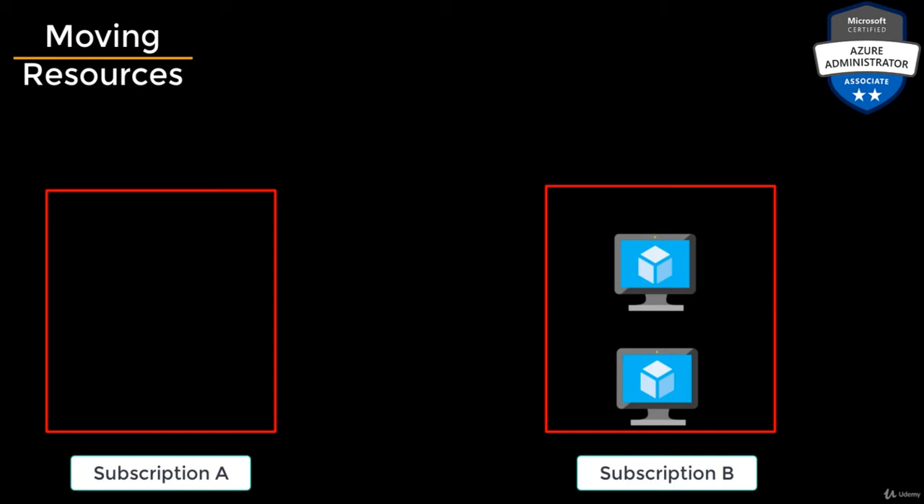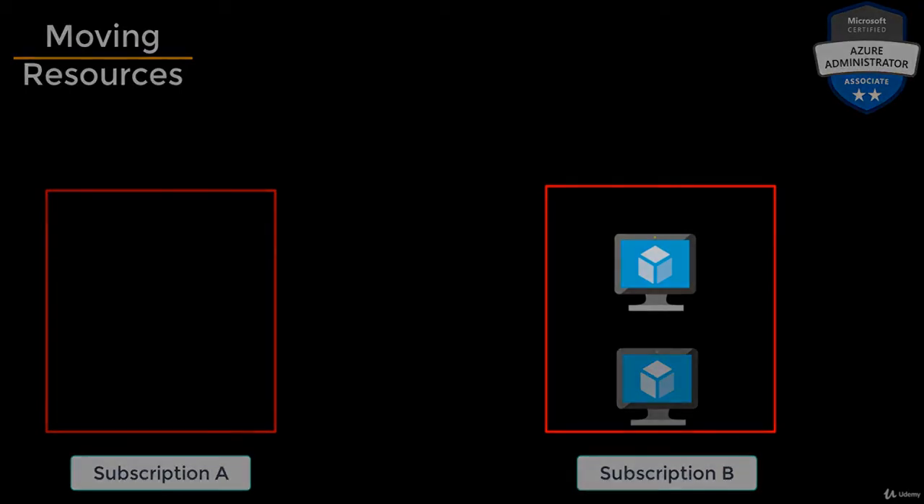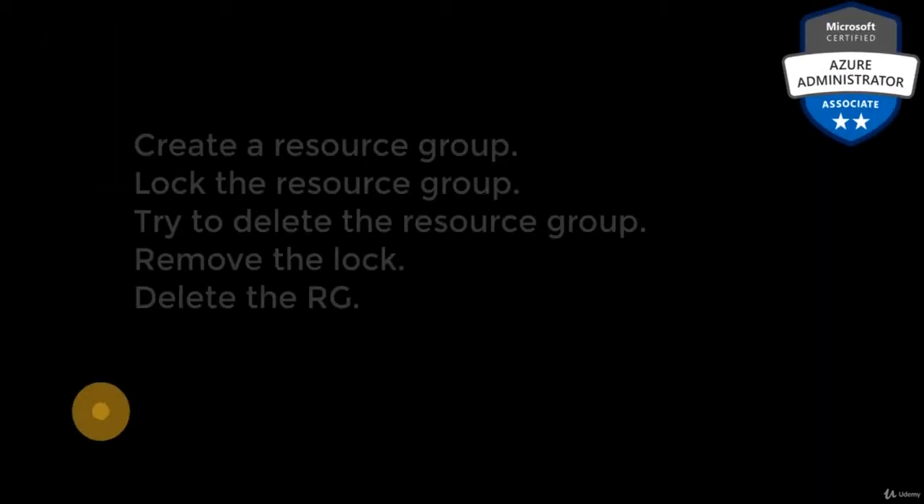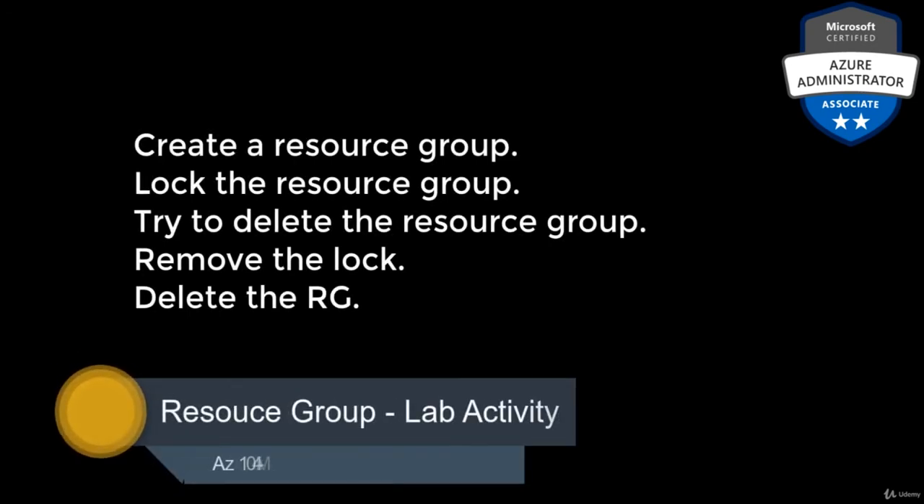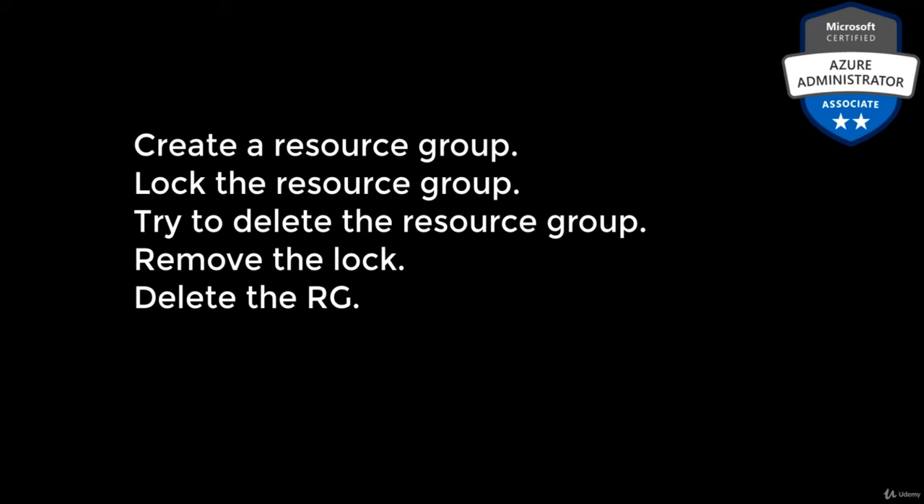For example, if you move a virtual machine to a new resource group, an application accessing the virtual machine at that point in time experiences no downtime. In this demonstration, we will create a resource group, then lock the resource group so that no one can delete it. We will also try to delete it and see what kind of error message we get. Then we'll remove the lock and then delete the resource group.